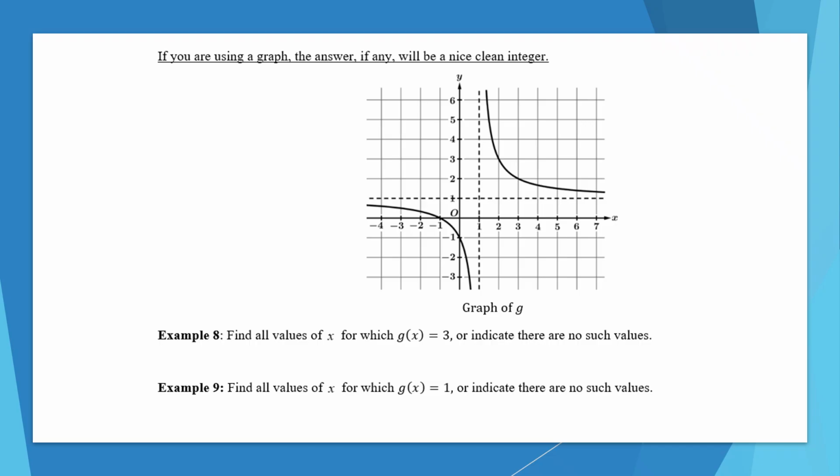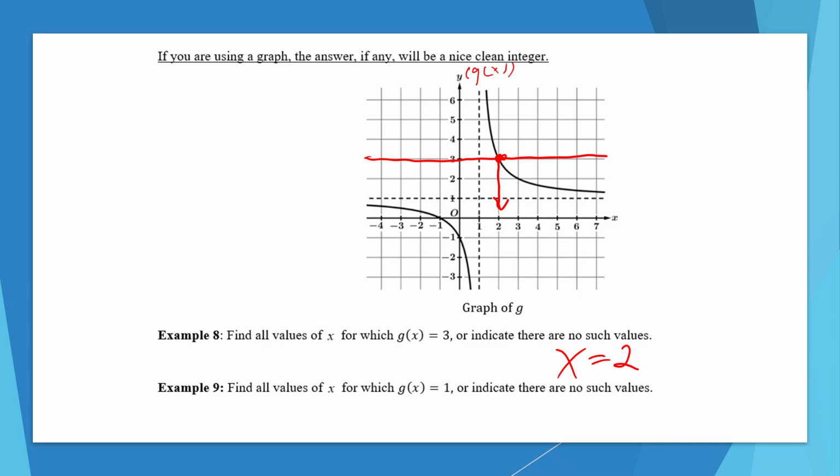All right, now if you're using a graph, typically the answer is going to be a very nice clean integer. So let's try example 8. Find all the values for which g of x is equal to 3. Here I would see this is going to be your g of x. And where is this equal to 3? So I would draw that line. That's that point right there, which is where x equals 2. So that's going to be our answer to example 8.